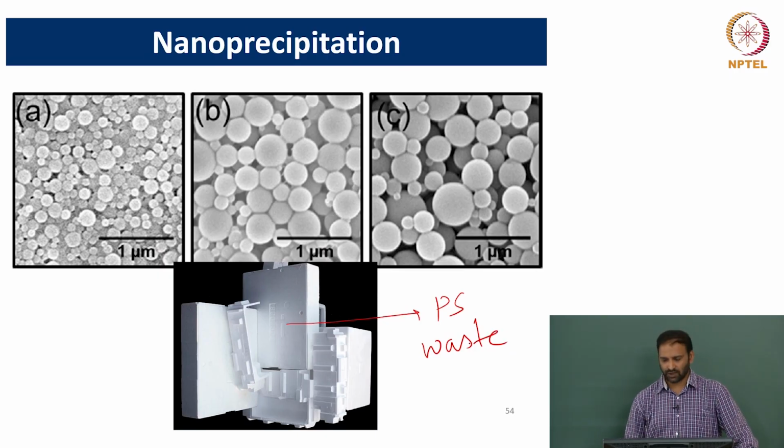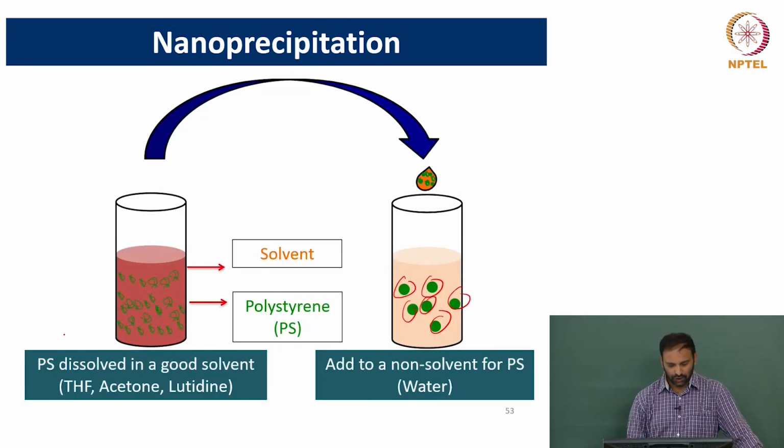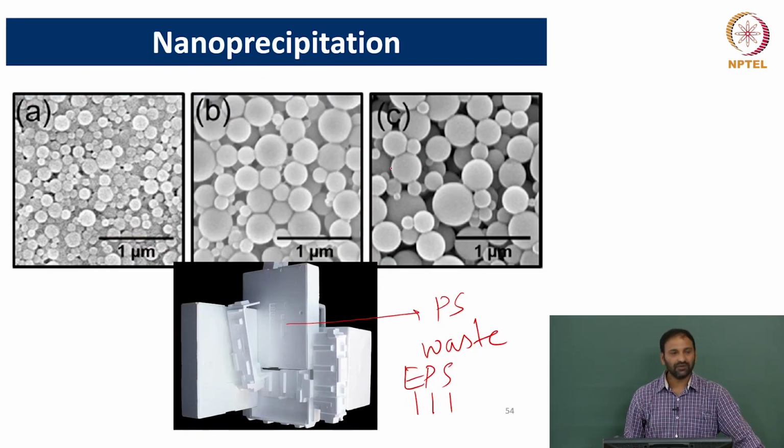This is what is called EPS, expanded polystyrene, that comes as a packing material for a lot of electronics that you buy. You can take that and dissolve it into solvents such as THF, tetrahydrofuran, acetone, lutidine, doesn't matter, any solvent in which the polymer dissolves. You get a homogeneous solution and simply add that to water and you can actually precipitate these particles.